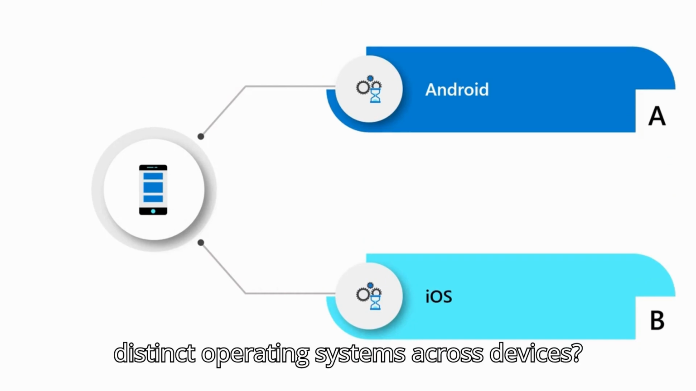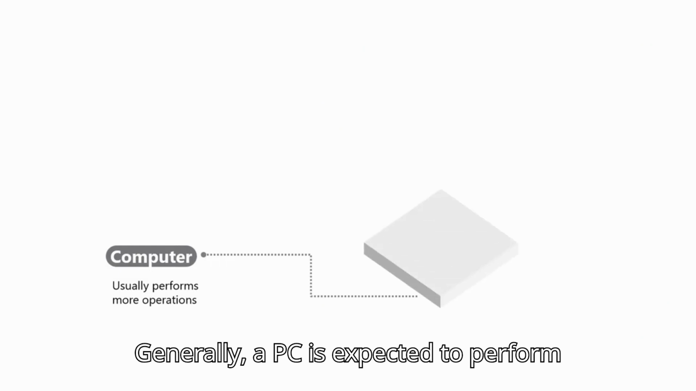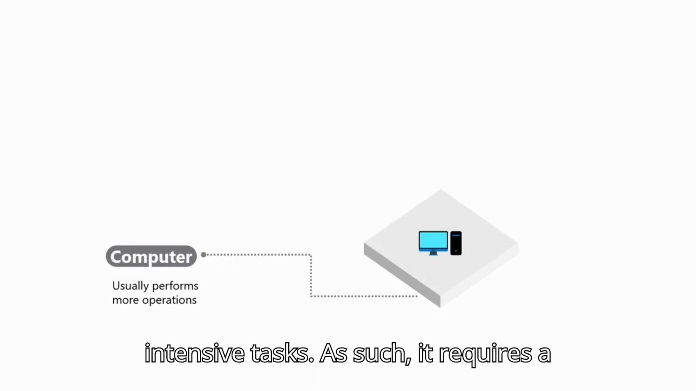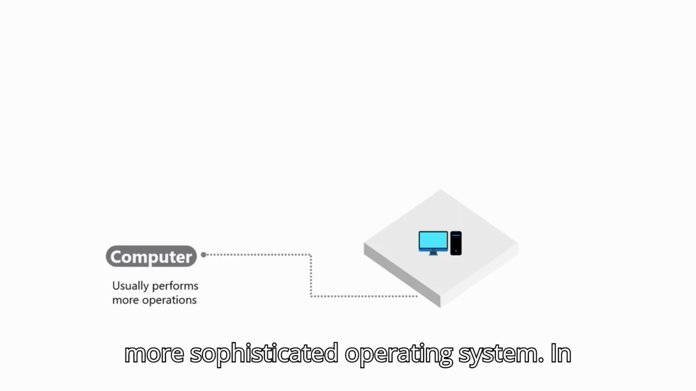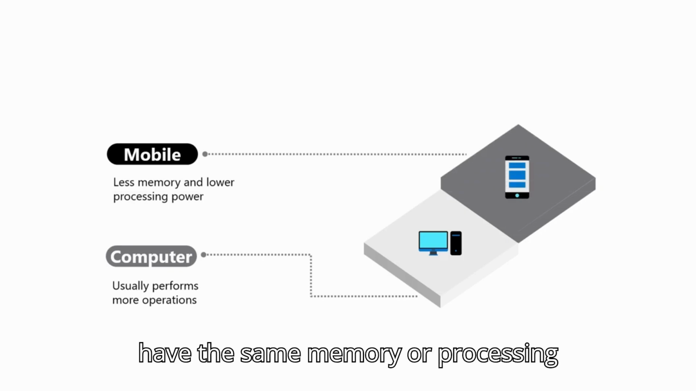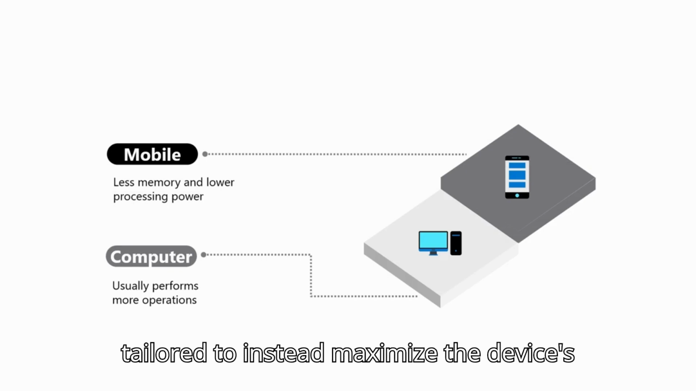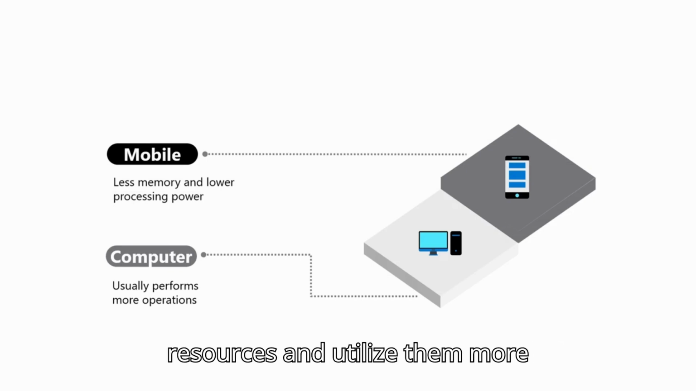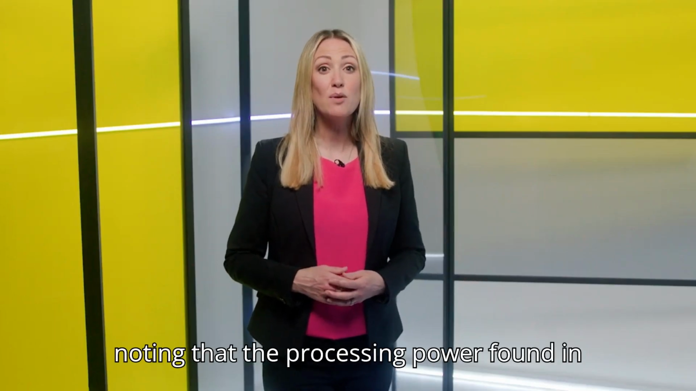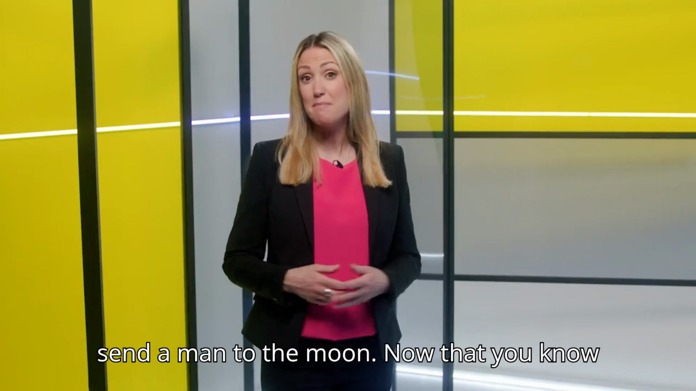So, why are there distinct operating systems across devices? Generally, a PC is expected to perform more complex, varied, and process-intensive tasks. As such, it requires a more sophisticated operating system. In contrast, mobile devices typically do not have the same memory or processing capacity, so mobile operating systems are tailored to instead maximize the device's resources and utilize them more efficiently. In spite of this, it's worth noting that the processing power found in a current-day phone is greater than that of the computers that were used to first send a man to the moon.